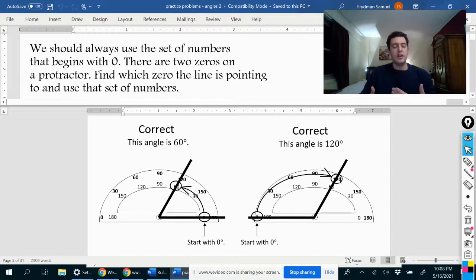So again, you can figure out which number to pick based on if the angle is obtuse or acute, if it's greater than 90 degrees or less than 90 degrees. But you should also know that you should be using the set of numbers that starts with 0. So see where this line is pointing, find 0, and then follow those numbers up to this other line over here, okay?